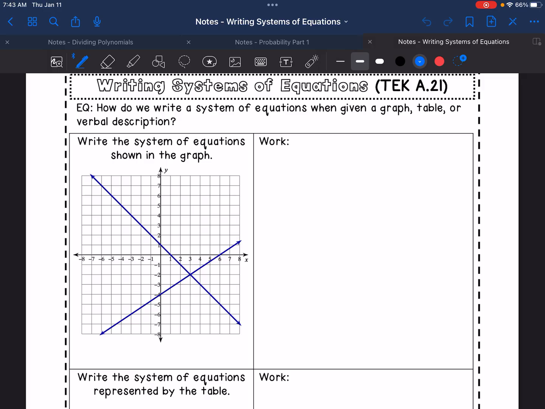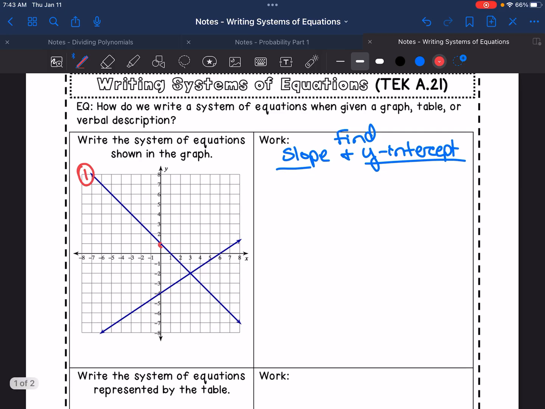So with a graph, remember it is easy to find your slope and your y-intercept, okay? That's what we're looking for here, slope and y-intercept for each of the equations. So let's start with this line right here. That's going to be my line 1. If I look at this, I can see my y-intercept right here is at 1. Okay, so I know that b equals 1.